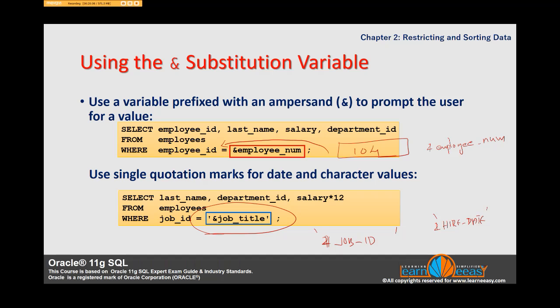SELECT last_name, department_id, salary*12 FROM employees WHERE job_id = '&job_title'. The slide shows a query to retrieve the employee names, department numbers, and annual salaries of all employees based on the job title value of the SQL substitution variable.